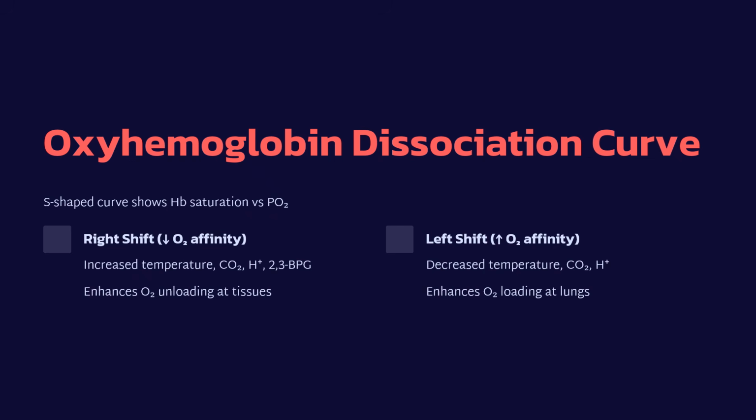However, in left shift, it means there is increased oxygen affinity. For example, we have your low temperature, decreased CO2, or your alkalosis. So your hemoglobin holds your oxygen more tightly. So in left shift, it enhances your O2 loading at your lungs. So that is your oxyhemoglobin dissociation curve.